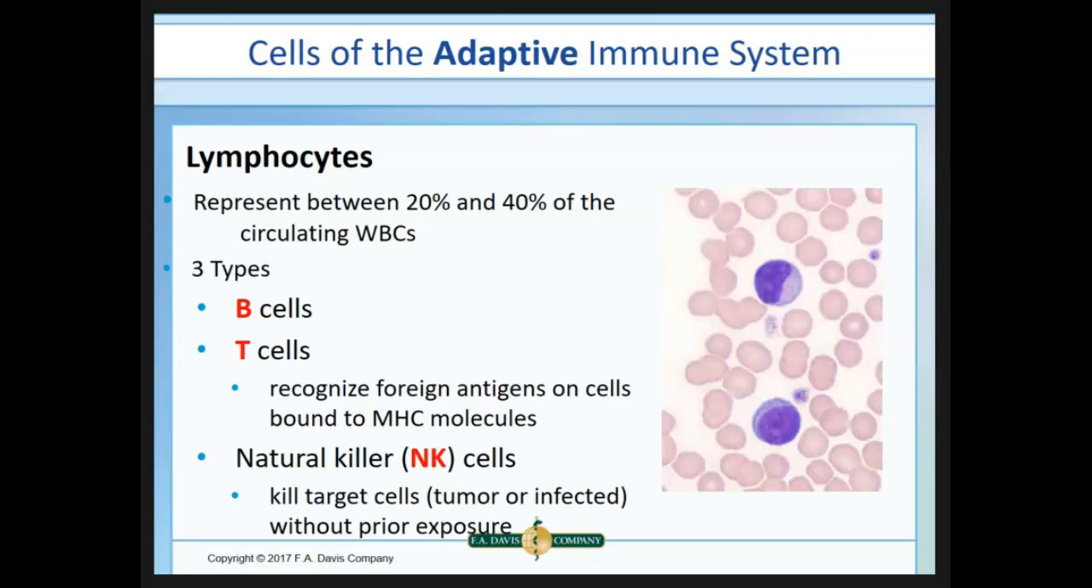Natural killer cells, they are just what they sound like. Think Rambo, Terminator, Predator, any bad character that just goes around killing people, asking questions later, or killing things. Not that I'm promoting violence, but natural killer cells target tumor cells or infected cells without prior exposure. They just see a problem and they terminate that cell.